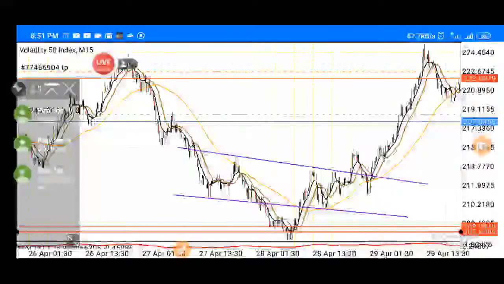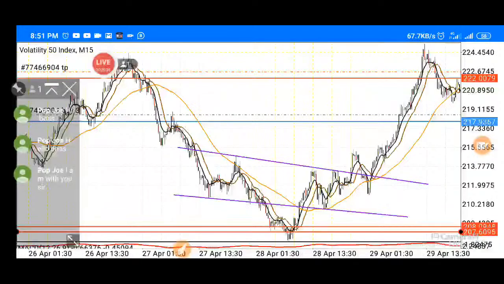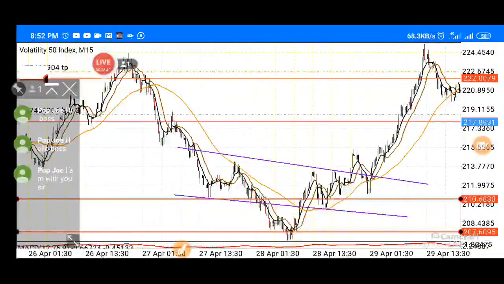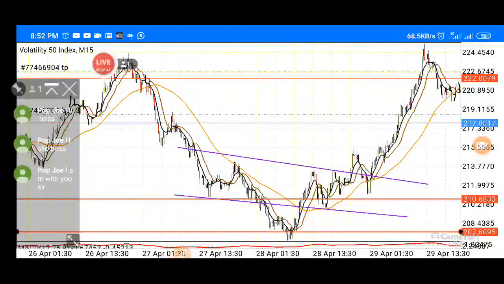So now, where's our entry? As for aggressive traders, you enter here right after this bounce. So let me place a level at that point. As for less aggressive traders, you enter at this breakout here. So let me place another level there.